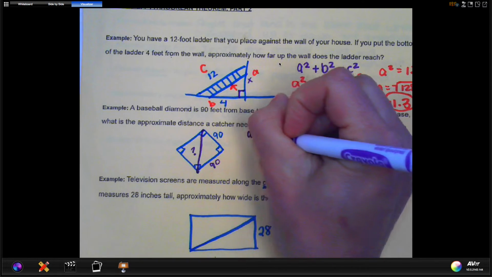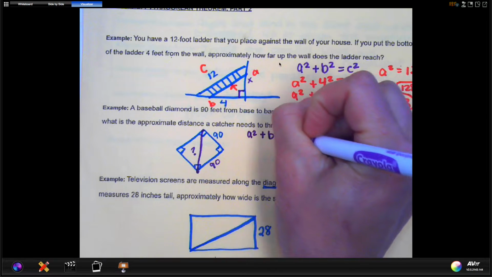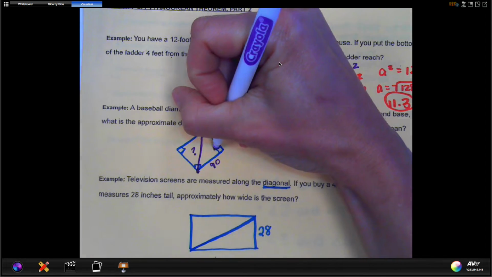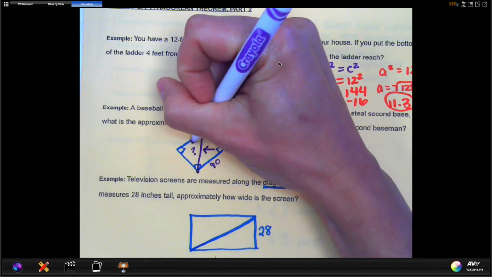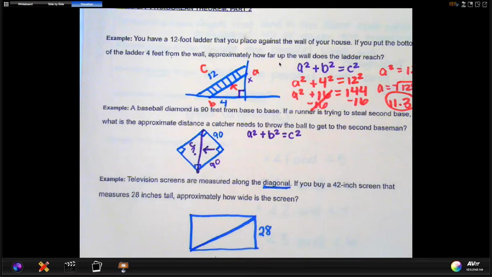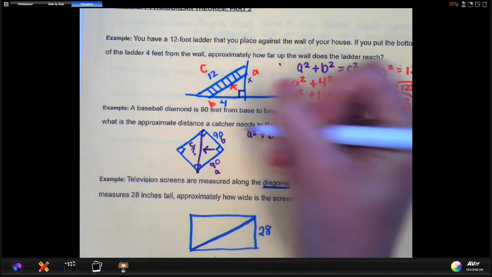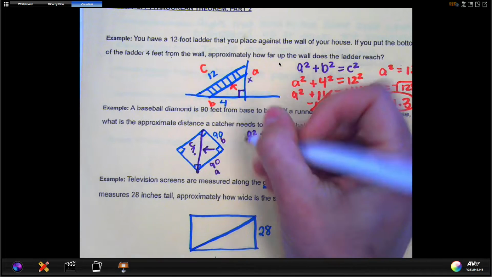So start with a squared plus b squared equals c squared. And then let's label. Across from our 90-degree angle is C, so we're trying to find C this time. A and B are equivalent this time, and that's okay. So we're going to substitute this stuff in.